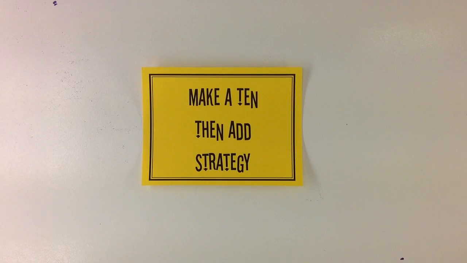Today we're talking about the make a 10 then add strategy. This is a great strategy to help build fluent addition and subtraction skills. To start with, it's really helpful to have students memorize all of the number pairs that make 10. We can build a foundation for that by using a group of 10 objects and splitting them into two groups as many ways as possible.